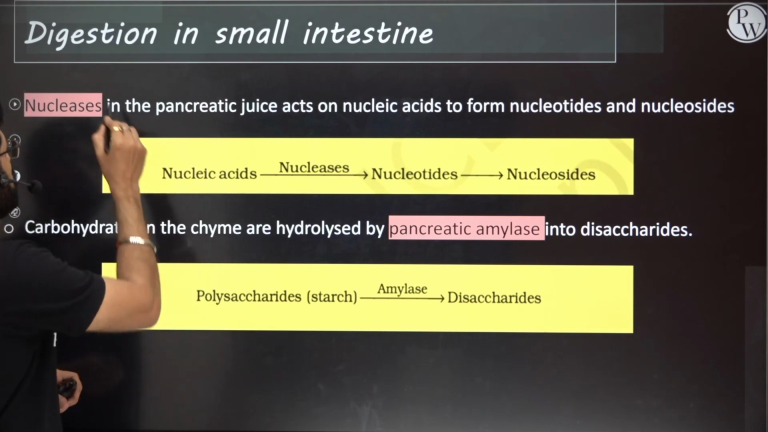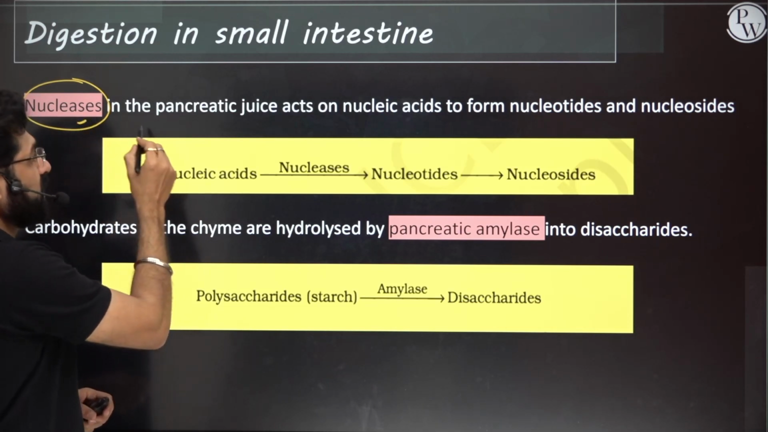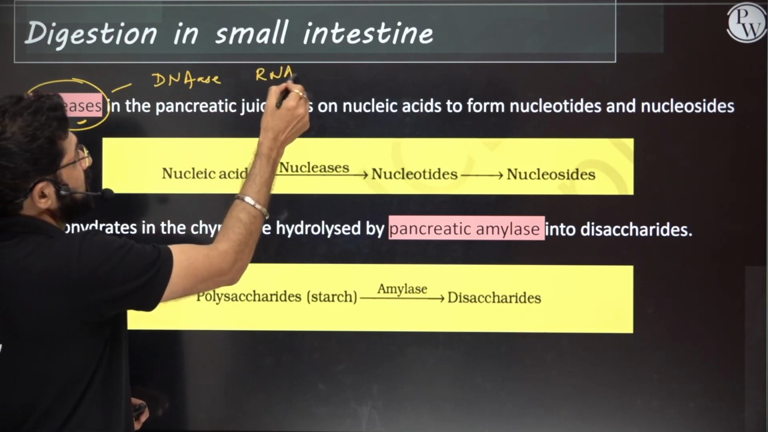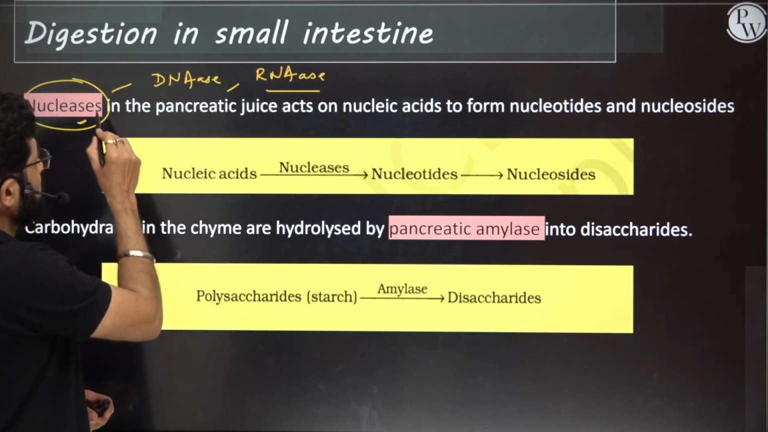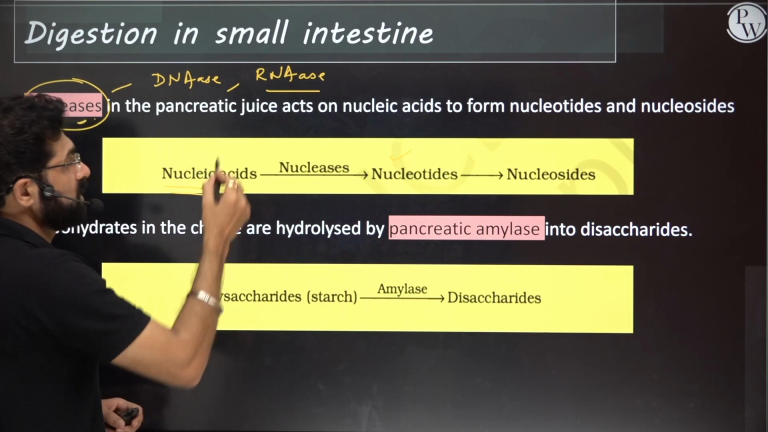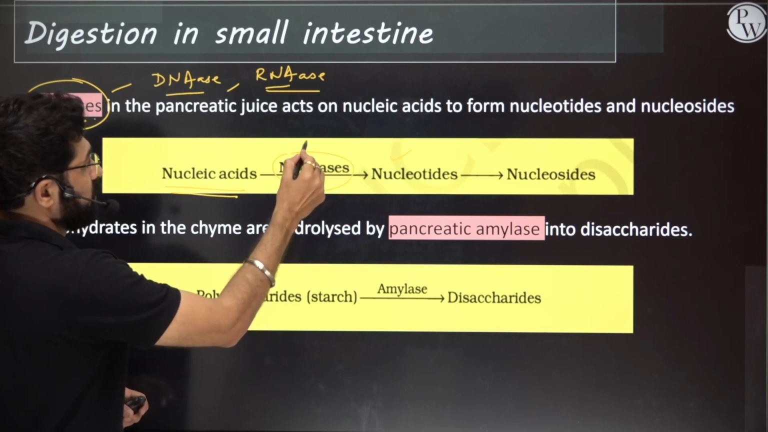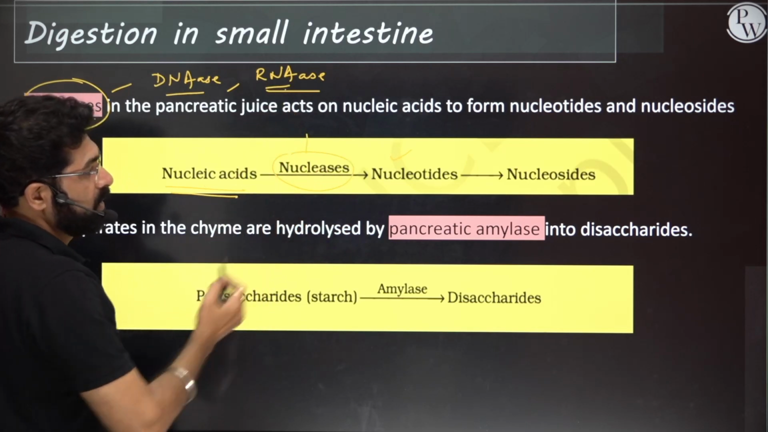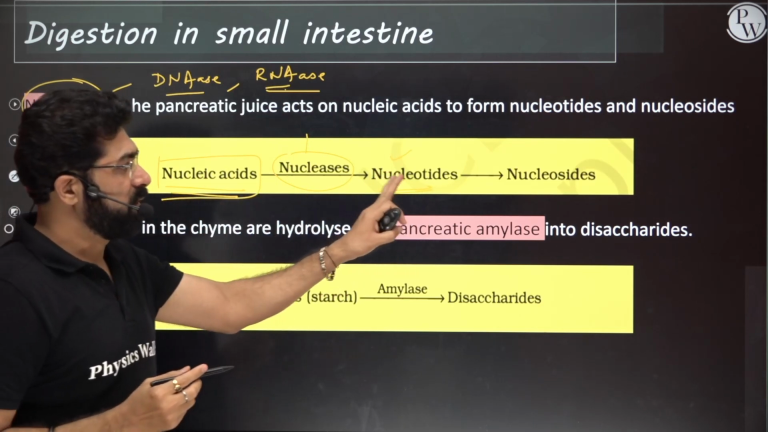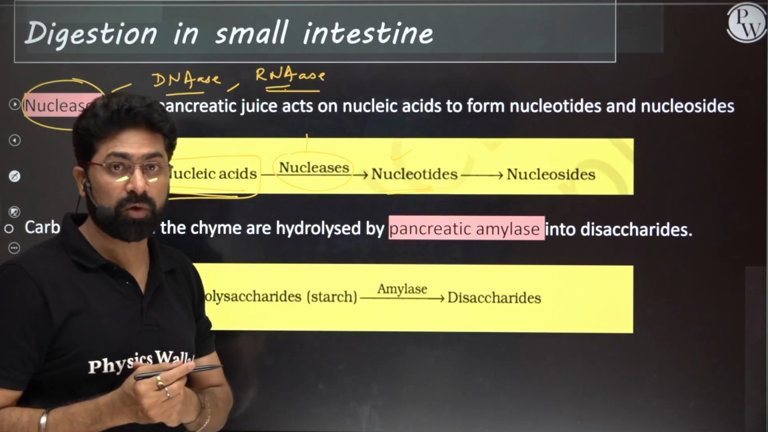Now here you see some pancreatic enzymes like nucleases. So pancreatic enzymes, which are nucleases, which are the DNAases and RNAases. These nucleases will convert the nucleic acids into the nucleotides. So DNAases and RNAases, they're going to work upon the nucleic acids. They will convert the nucleic acids into the nucleotides. But still, these nucleotides will be worked upon by the intestinal enzymes now to convert them into the nucleosides.